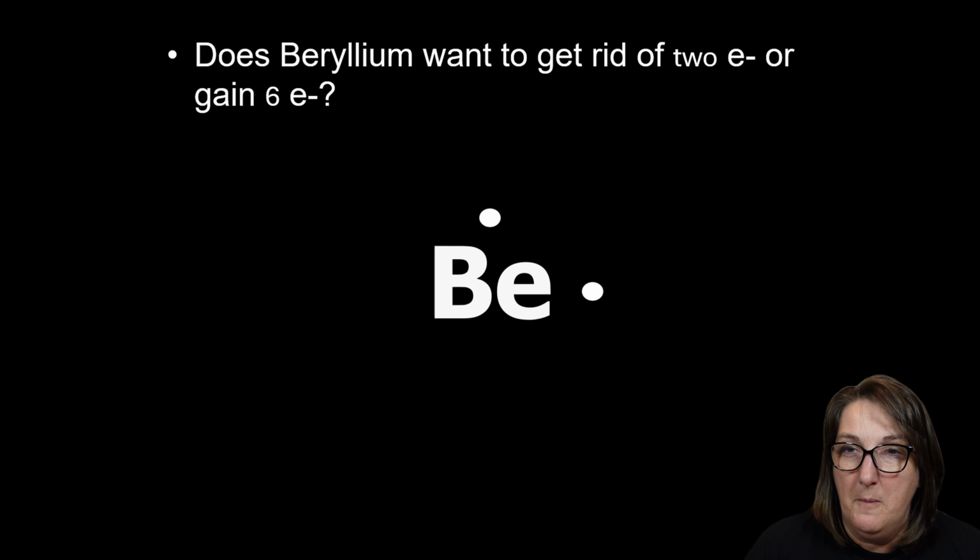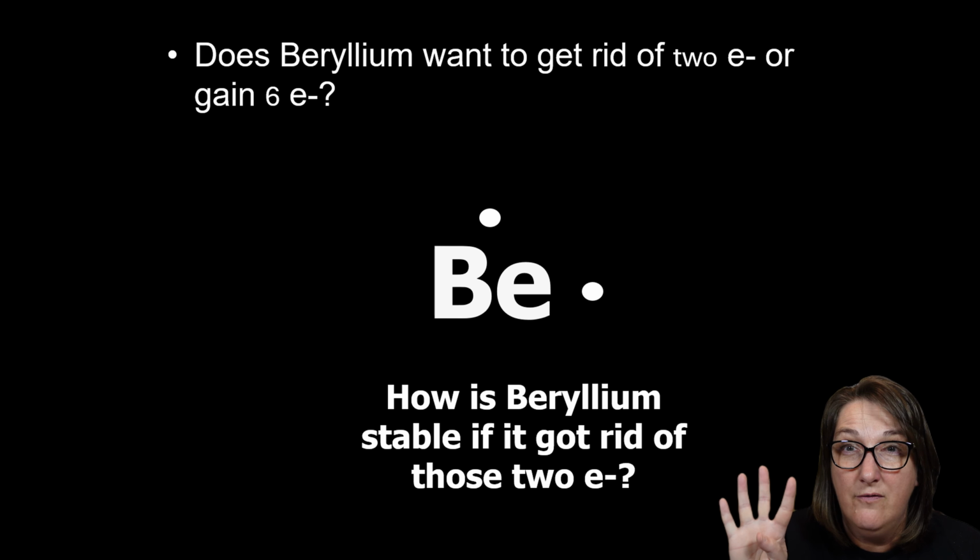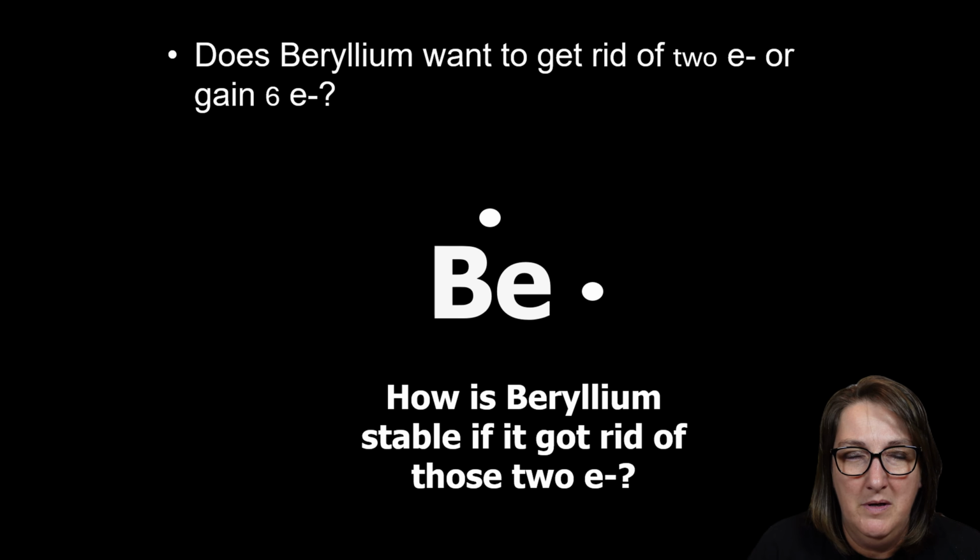Let's look at beryllium. Is it going to be easier for beryllium to get rid of 2 or to gain 6? It's going to be easier for these 2 to go away than for it to pull in energy to bring in 6. So again, how is beryllium stable if I got rid of those 2 electrons? Let's remember kind of what we did with magnesium. But beryllium only has 4 electrons. So if I only have 4 electrons, how is that stable? I don't have 8 in the middle.